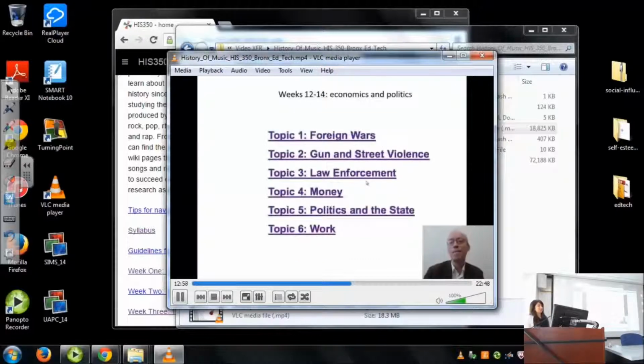The second unit, which we're in the middle of right now, as you're hearing me talk, is more on economic issues and political issues: foreign wars, gun and street violence, law enforcement, money, politics in the state, war. Many of these are actually really timely, and law enforcement in particular, students have been very interested in. And a lot of students are looking at money and work as well.